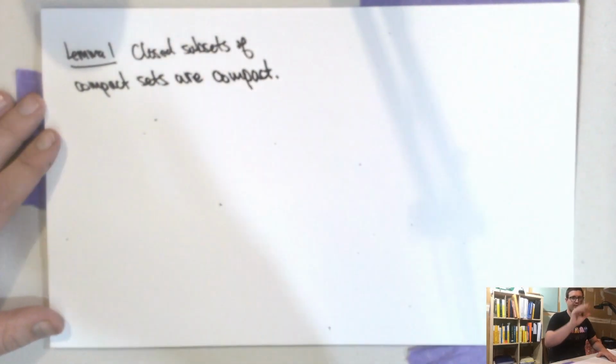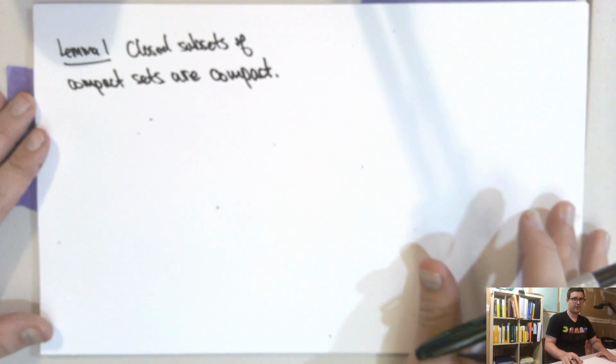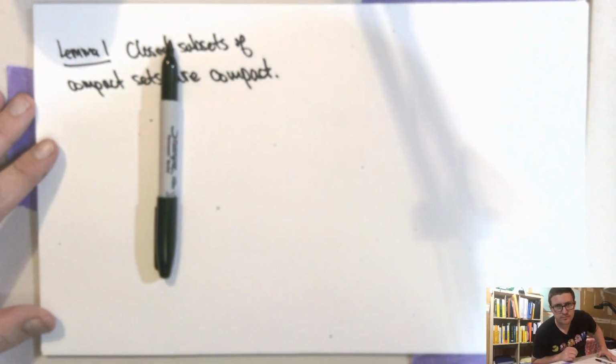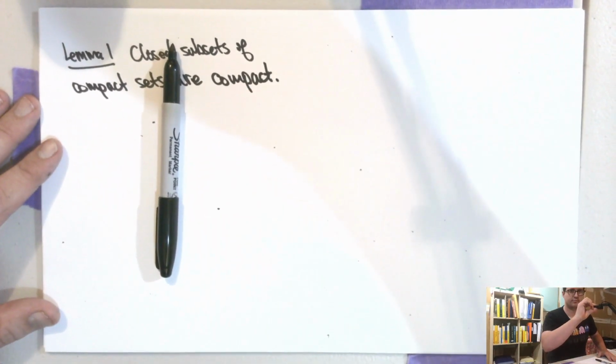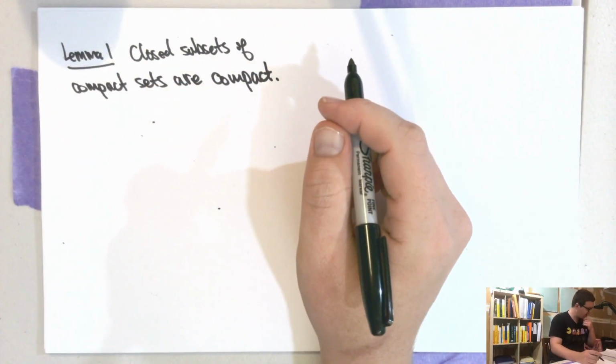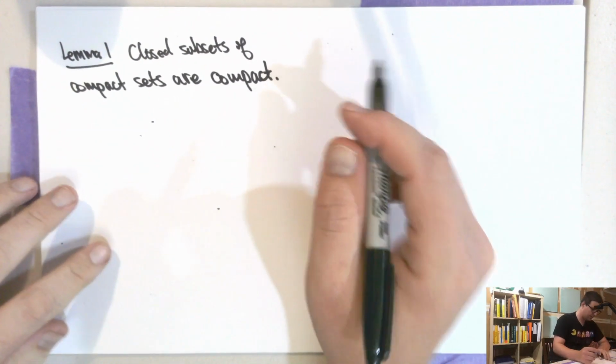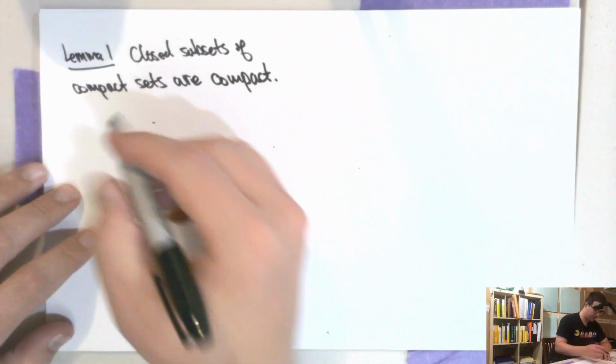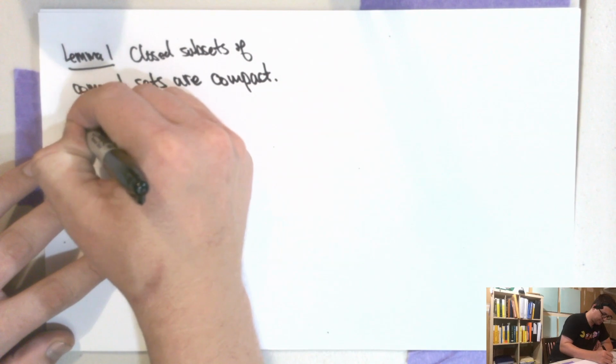So let me refocus there. It's a little blurry. There we go. Okay, so closed subsets of compact sets are compact. Okay, so let's do a proof.